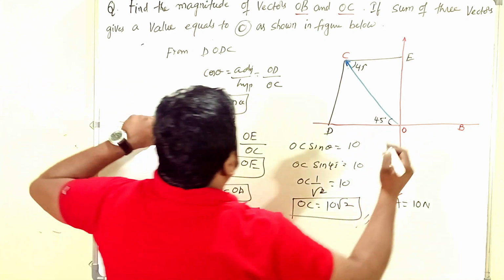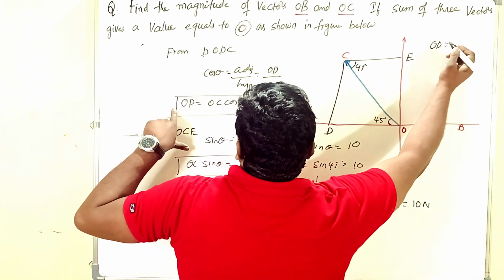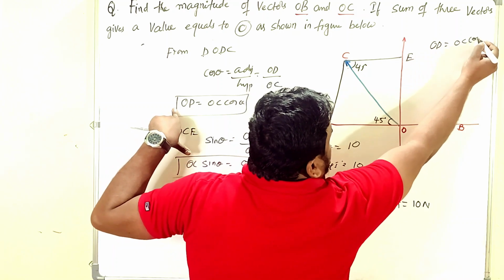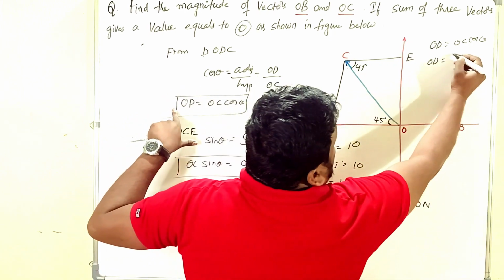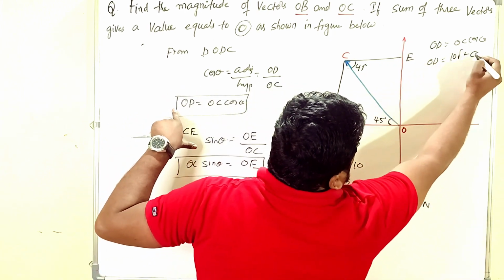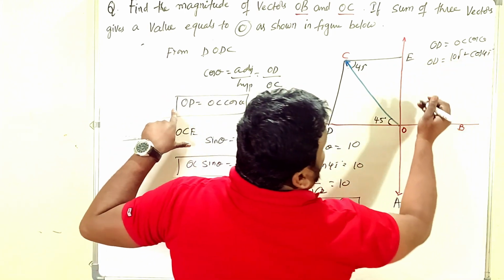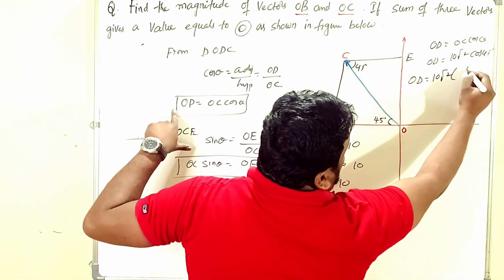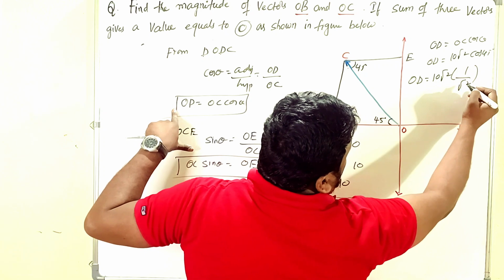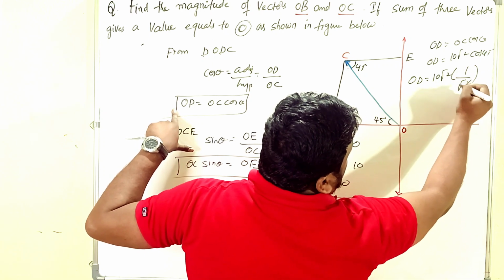That's why here, what is OD? OD is equal to OC cos theta. And OC, what do you have? 10 root 2, 10 root 2 and cos 45. Then what you get? OD is equal to 10 root 2 and 1 by root 2. Here what do you get?